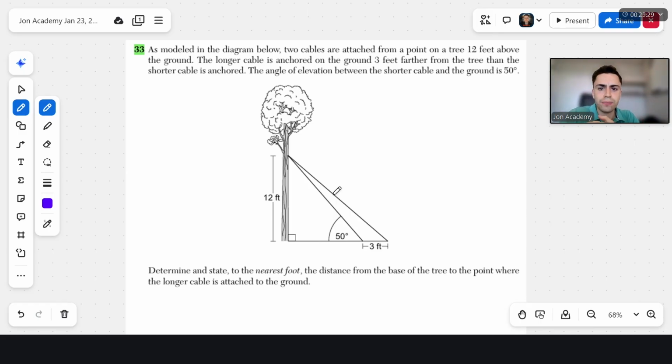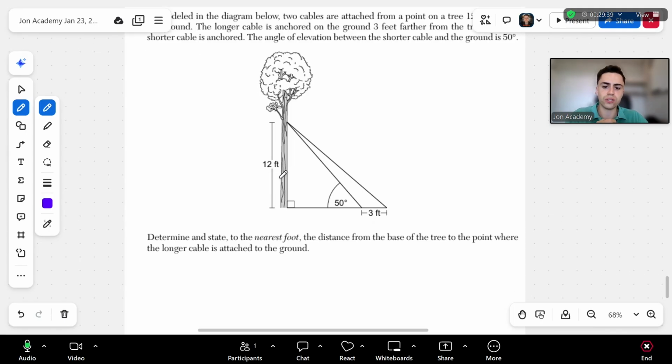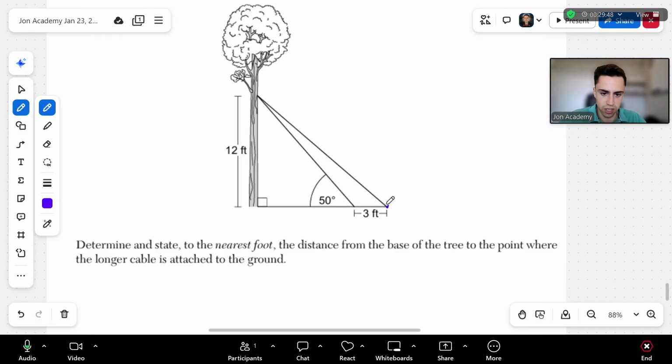As a model in the diagram below, two cables are attached from a point of 12 feet. Okay, we have the measures on the diagram already. Determine and state to the nearest foot the distance from the base of the tree to the point where the longer cable is attached to the ground. So that will be here, no? This distance, the whole lower side. And we know also this is a right triangle. This angle is 50.